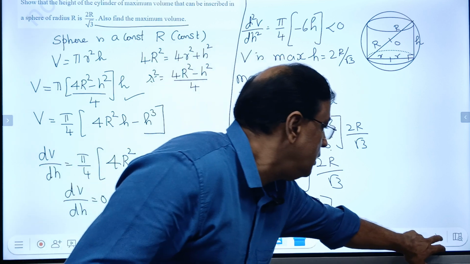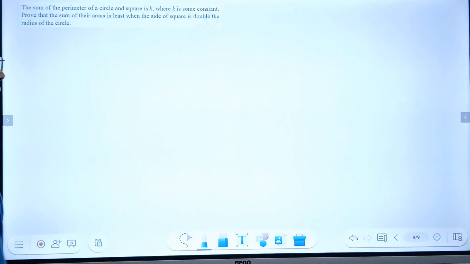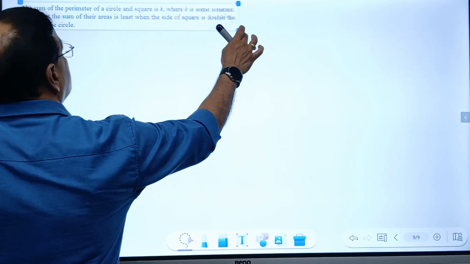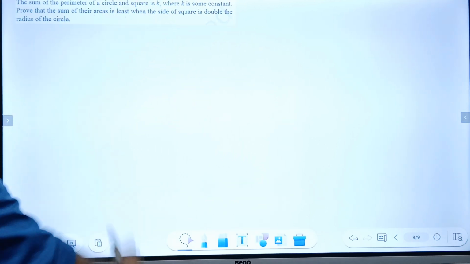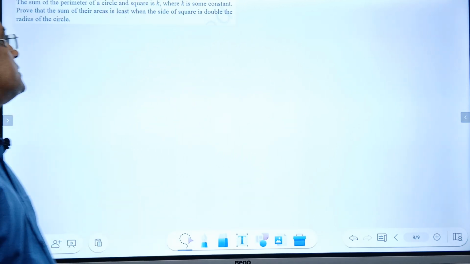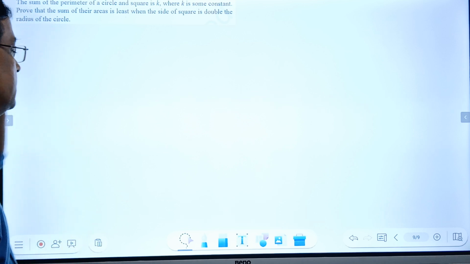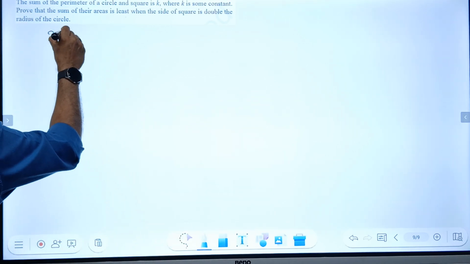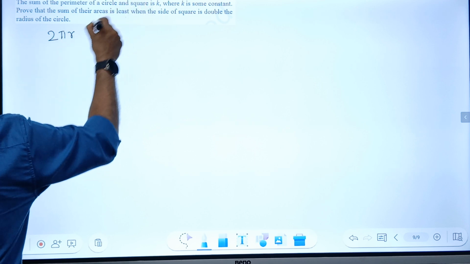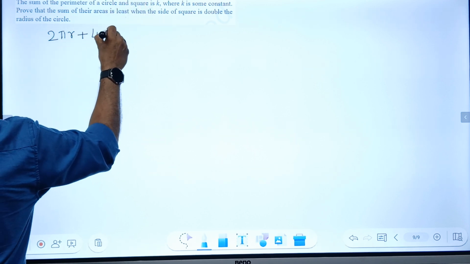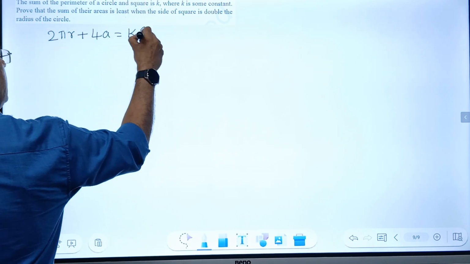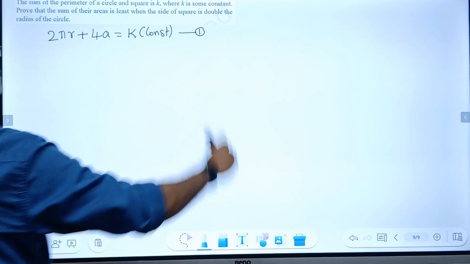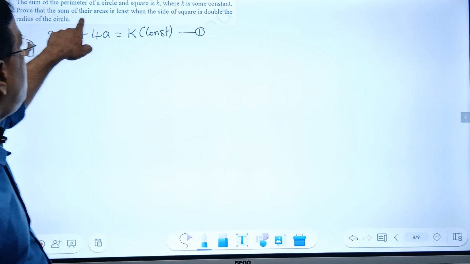Okay. Now the last problem for the day. This is again a simple NCERT question. Let's do this quickly. The sum of the perimeter of the circle and the square is given. So what is given? Perimeter of the circle is 2 pi r and perimeter of the square is 4a, and it is given to be k, and here k is a constant.